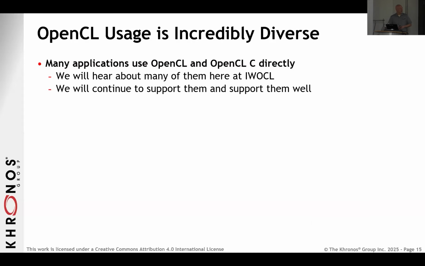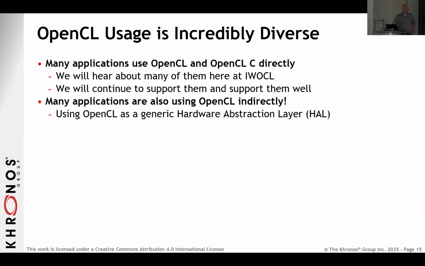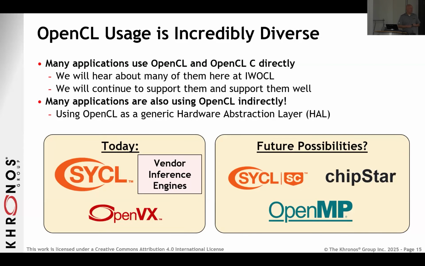But we're also seeing a lot of applications that are using OpenCL indirectly, or using OpenCL kind of as a generic hardware abstraction layer to get to diverse heterogeneous hardware. Today, some good examples are SYCL, some of the vendor-provided inference engines, or OpenVX. But looking into the not so distant future, there could be other examples, including safety critical examples like SYCL SC, something like the chipStar framework that compiles HIP to OpenCL, or even something like OpenMP offload.